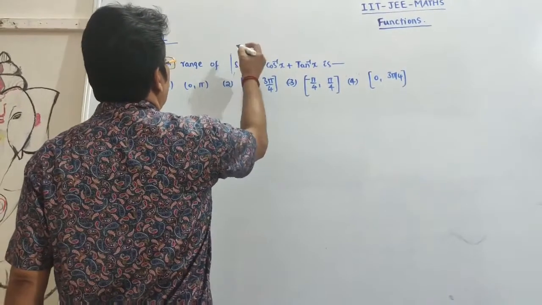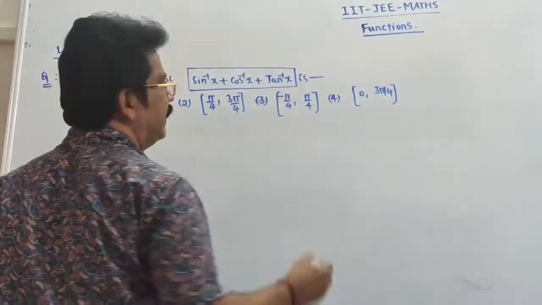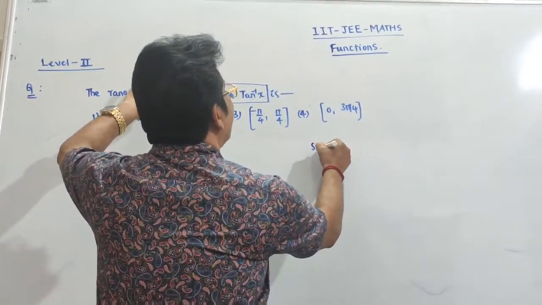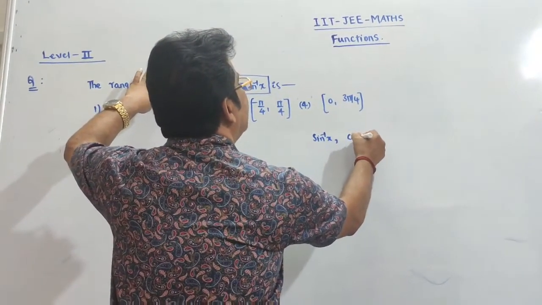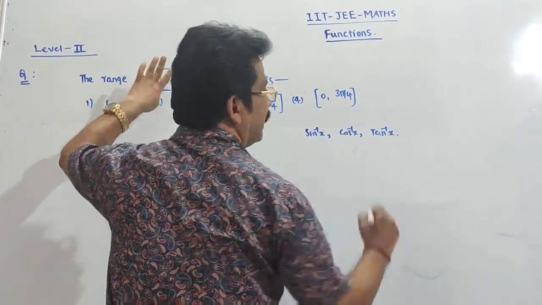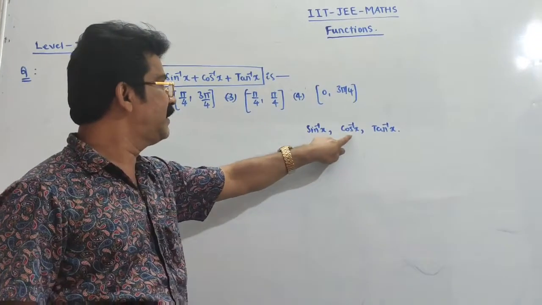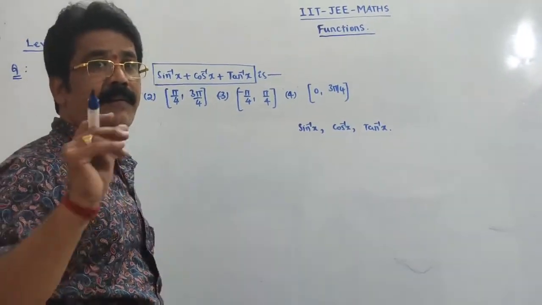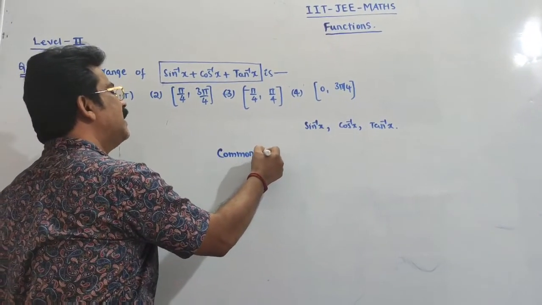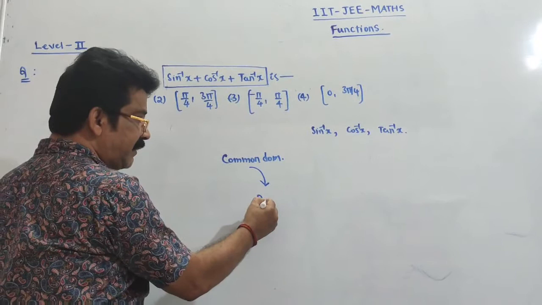Find the range of sin inverse x plus cos inverse x plus tan inverse x. Here, three different kinds of functions are there, namely sin inverse x, cos inverse x, and the third one is tan inverse x. Finding the range means that whenever we have different kinds of functions, first we have to find the common domain, and in this common domain, we have to find the range.